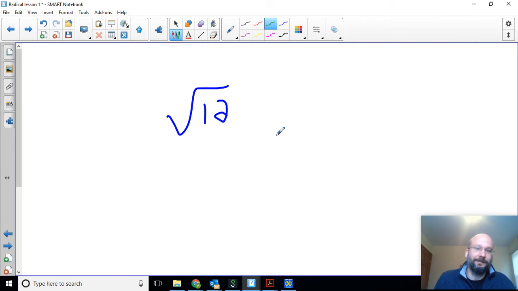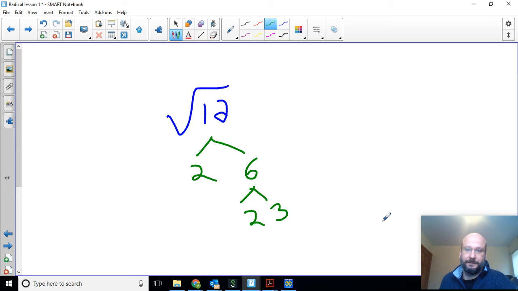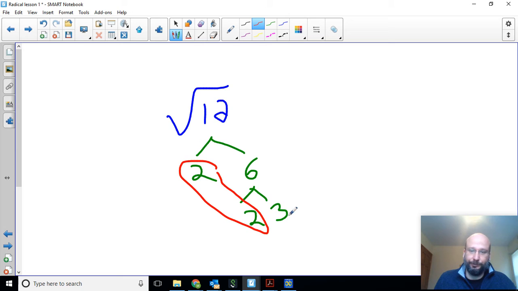Another one, 12. So we have 2 and 6. And then we have 2 and 3. So if I circle my pairs, 2 and 2, and then I have a lone 3. So the 2's on the outside and the 3 is on the inside. And this is my answer.